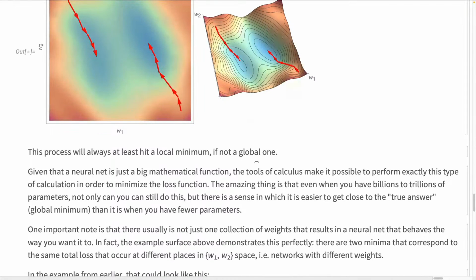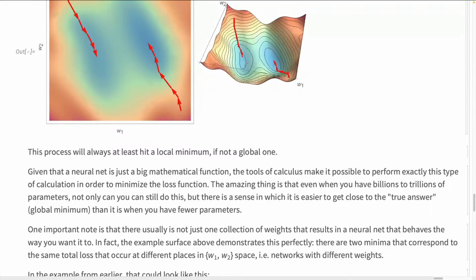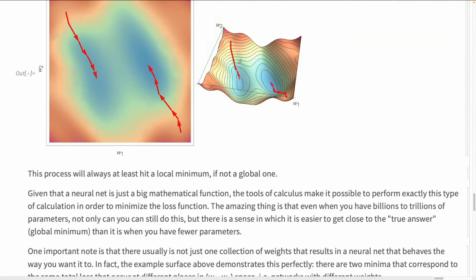And something that's pretty cool is that even if instead of just having two dimensions, two weights that you're trying to minimize the loss over, you have, say, billions or trillions, like in ChatGPT, this process still works. And in a surprising turn of events, if you have more weights, in some sense, it's actually easier to find the global minimum and totally minimize the loss.